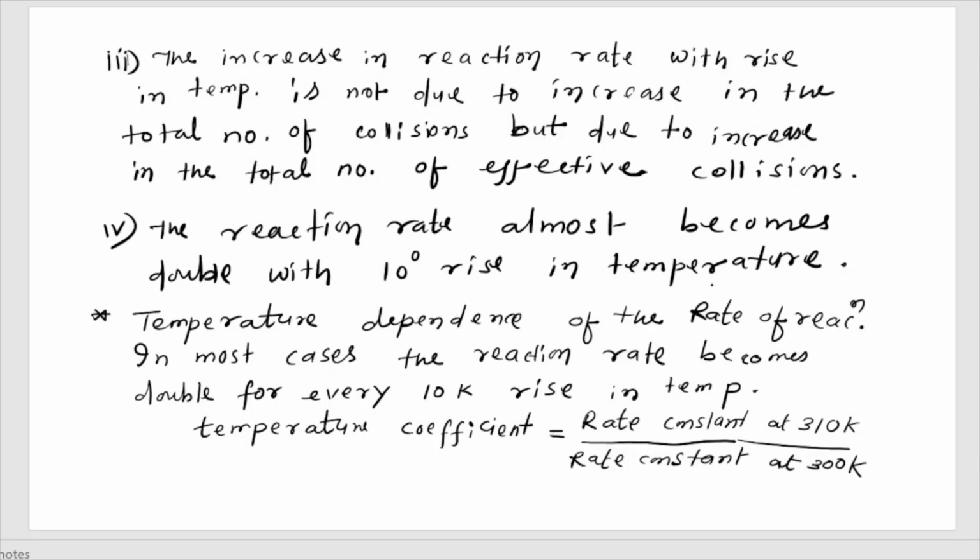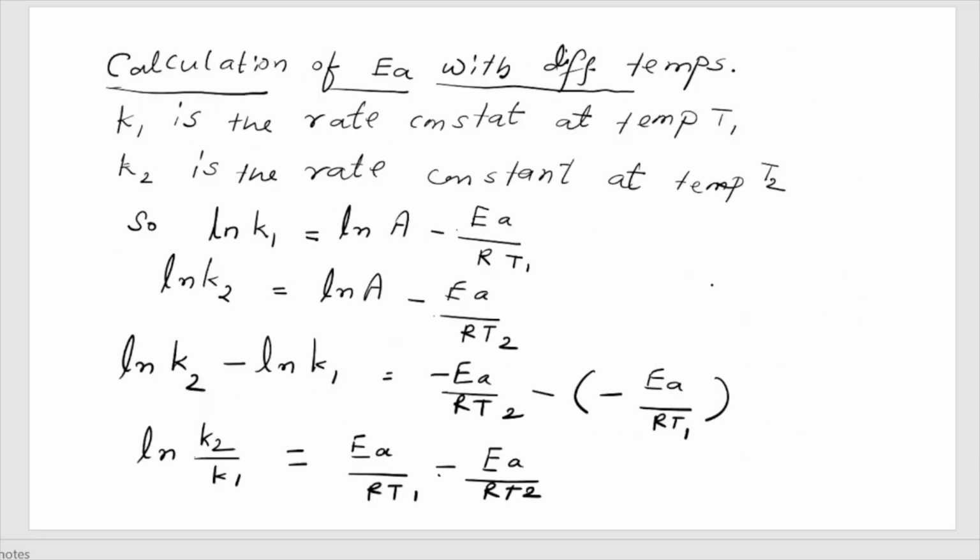The temperature coefficient equals the rate constant at 310 K divided by the rate constant at 300 K. That means there is a 10 Kelvin difference. So this is called the temperature coefficient: the rate constant at the upper value, 310, divided by the rate constant at the lower value, 300 Kelvin. You can also do the calculation with different temperatures.